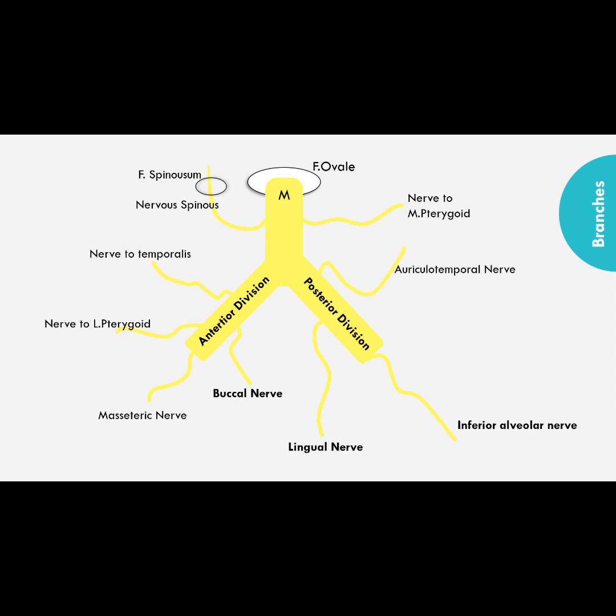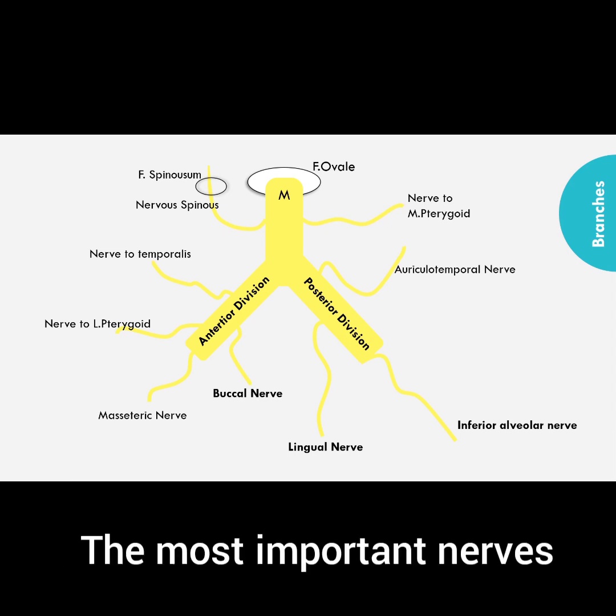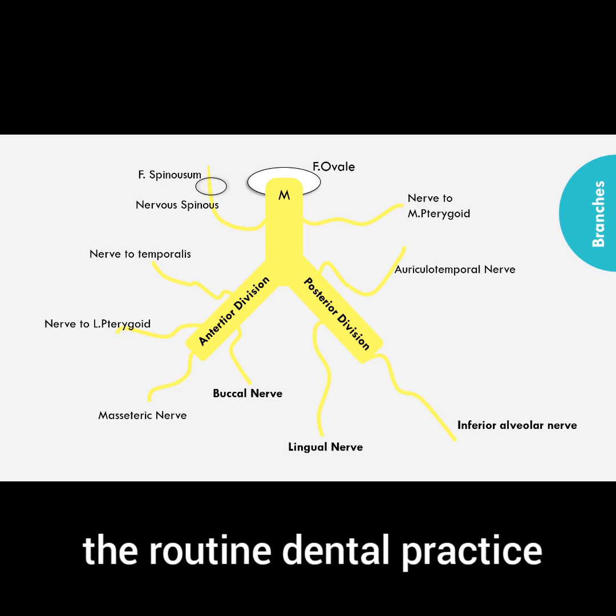The posterior division is easy to remember because we deal with the lingual nerve and inferior alveolar nerve in common. I have marked the buccal, lingual and inferior alveolar nerves in bold because those are the most important nerves you should be aware of during routine dental practice.